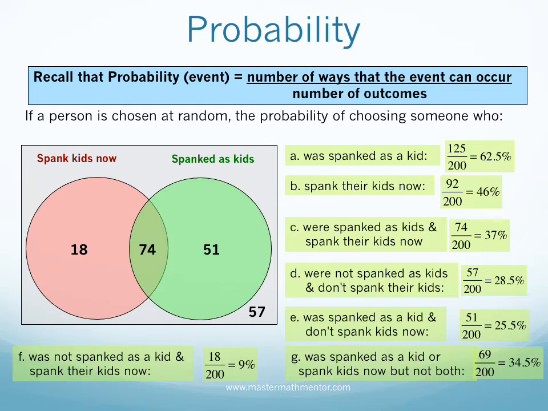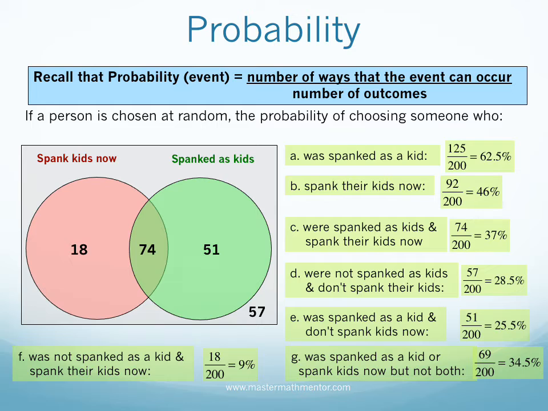Recall that the probability of an event represents the number of ways the event can occur divided by the total possible number of outcomes. We can now answer some simple probability questions by looking at the Venn diagram. The probability of choosing someone who was spanked as a kid is 125 over 200, or 62.5%. The probability of choosing someone who spanks their kids now is 92 over 200, or 46%. The probability of choosing someone who both was spanked as a kid and spanks their kids now is 74 over 200, or 37%. The probability of choosing someone who neither was spanked as a kid nor spanks their kids now is 57 over 200, or 28.5%.